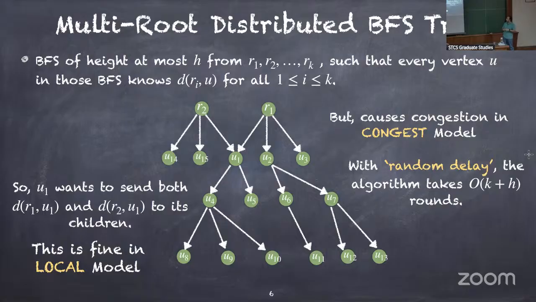But yeah, if we have many messages, like k many vertices, then there will be a problem. In the CONGEST model, message size is big O of log n, where n is the number of vertices in the graph. So if k is like log n or some huge amount, then it will not remain Theta log n. Maybe for 2 vertices it is fine, but if k is something like square root of n, then yeah. So with random delay, you can do it in k plus h rounds.